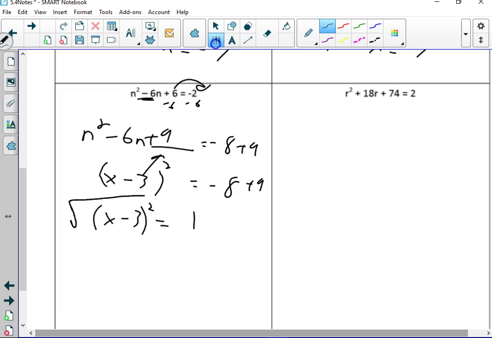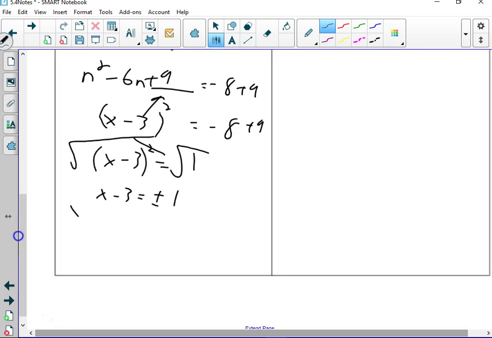Simply square root both sides. Cancels. X minus 3 equals plus and minus 1. So we write x minus 3 equals positive 1, and x minus 3 equals negative 1. Add 3. X is 4. Add 3. 3 minus 1 is 2. There's our two answers.